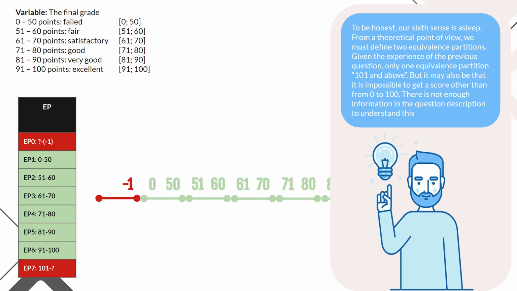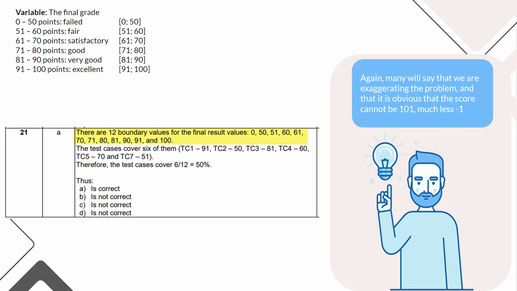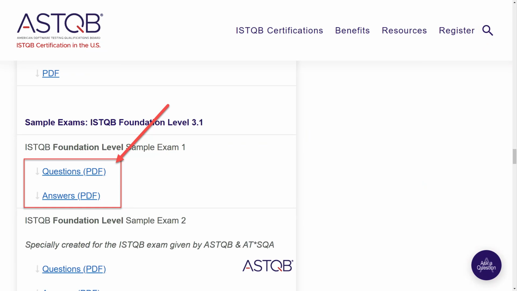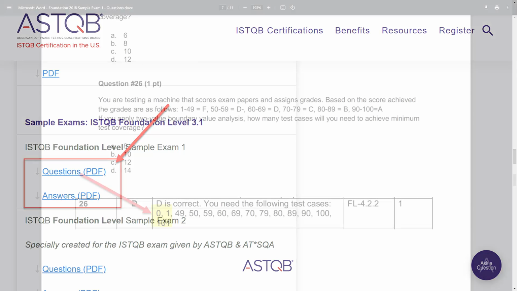Again, since we are not in the exam, we can look at the cheat sheet and see that for some reason that is not clear for us, neither -1 nor 101 are boundary values. Again, many will say that we are exaggerating the problem and that it's obvious that score cannot be 101 or much less -1. But we'll return to the American Association again and show that we are not the only ones confused.